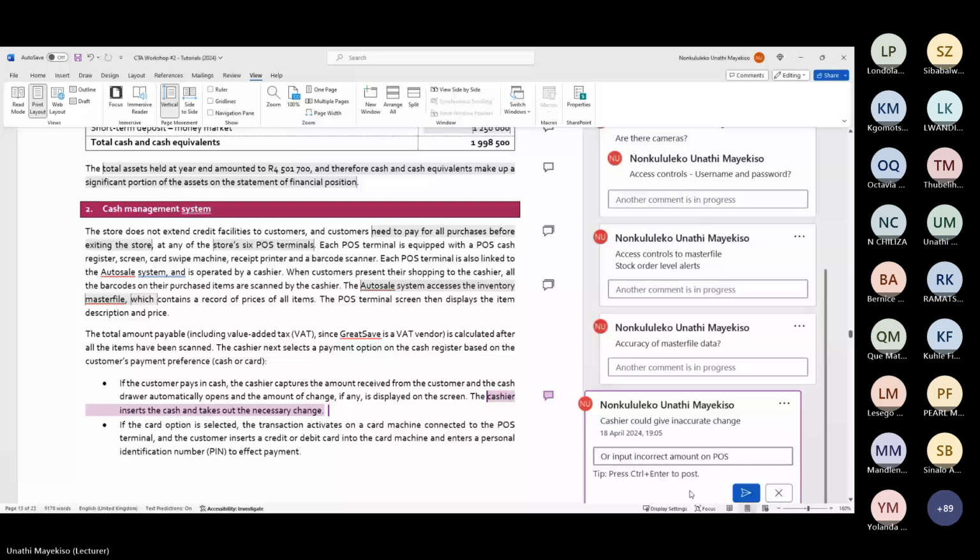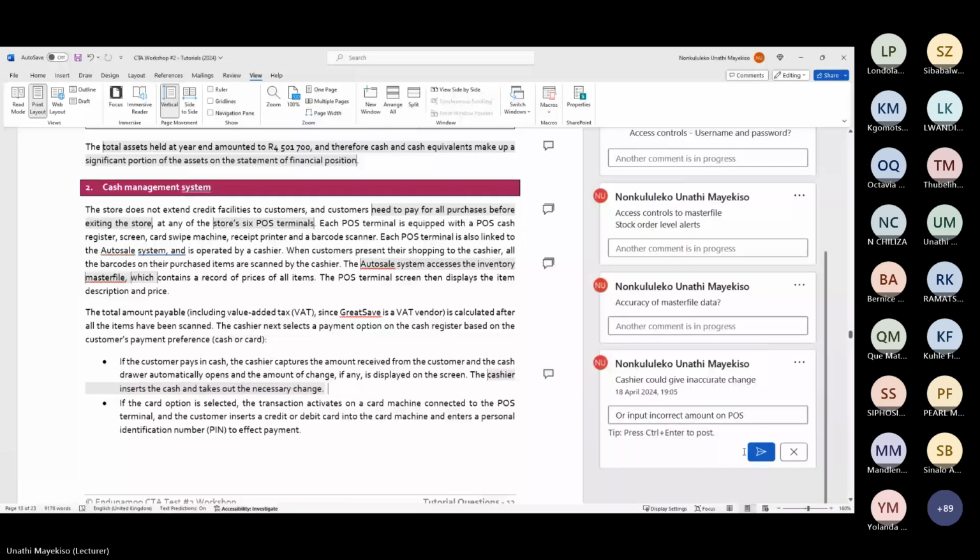Wouldn't that be mitigated by the cameras? It would be, but that doesn't mean that the risk isn't there. Okay. Sorry, may I ask? Risk is what could go wrong.